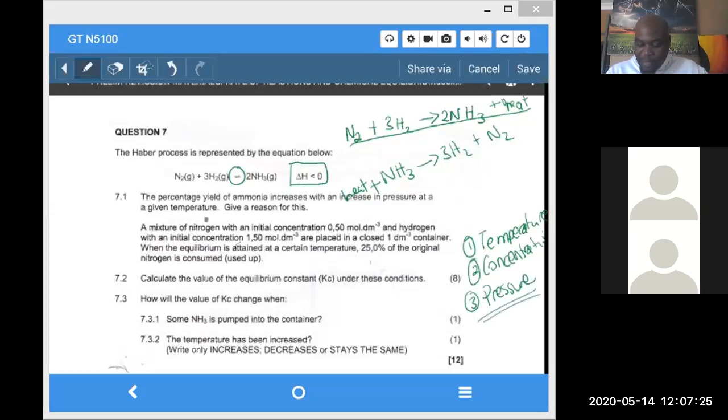We're saying if they increase pressure, we find that there is more ammonia. How do you explain that? We go back to Le Chatelier's principle, which states that if a disturbance is introduced to a system, the system will react in such a way that it counters that disturbance that has been introduced. So what does an increase in pressure mean? If you increase pressure, that means you are decreasing the volume.